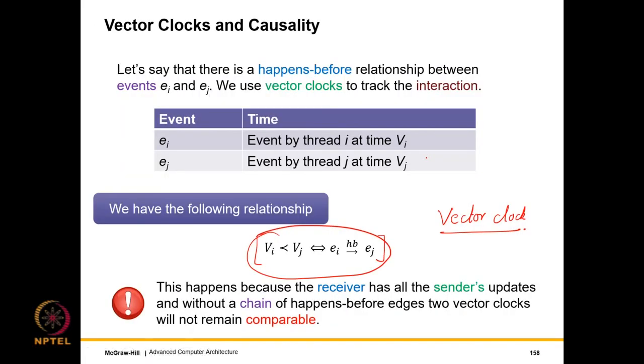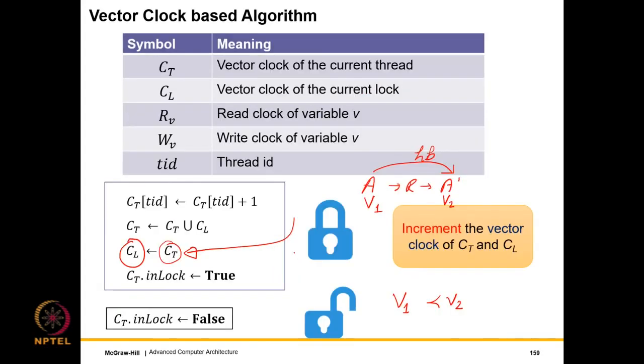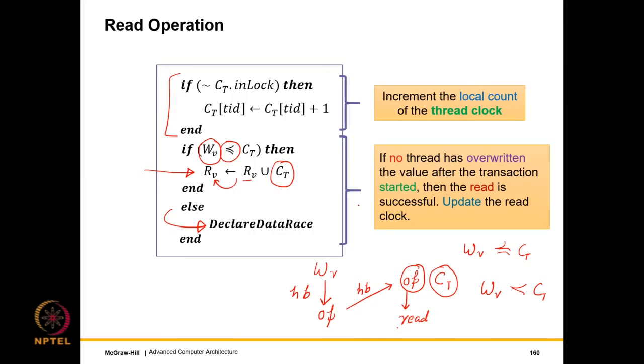And if you look again at this relationship over here, you can see the relationship between the precedence of vector clocks and the happens-before relationship. So this is why we timestamp the locks, the acquire of the lock, such that any subsequent acquire will have a greater timestamp. Because it will have a greater timestamp, we can automatically infer the happens-before relationship.